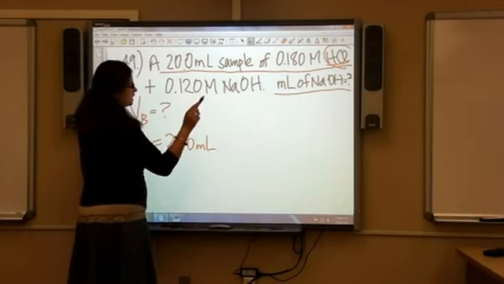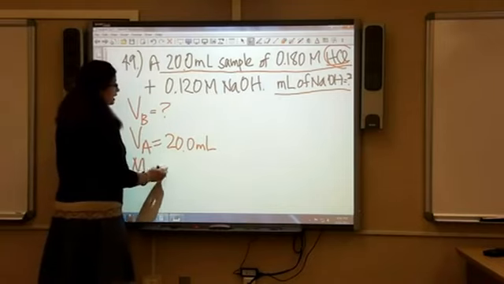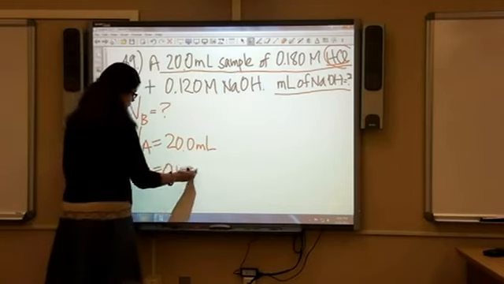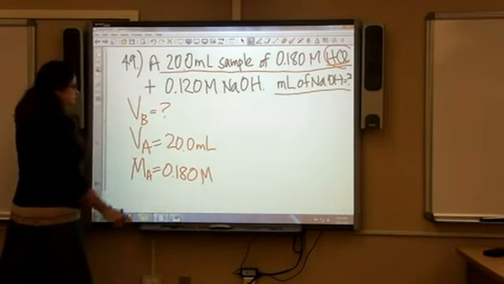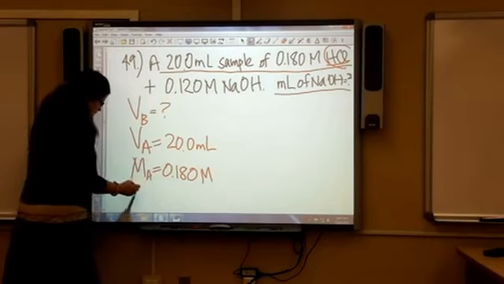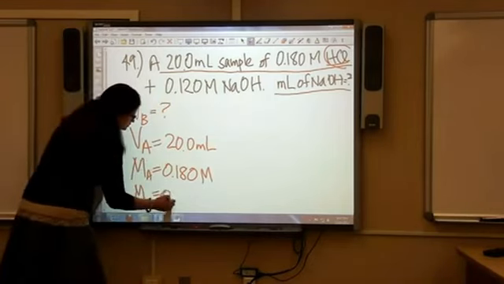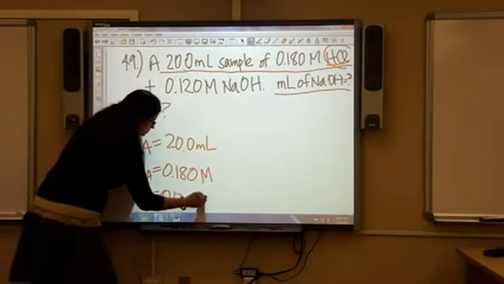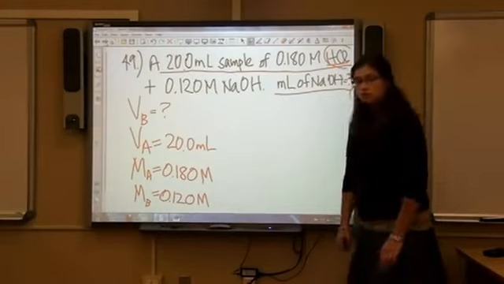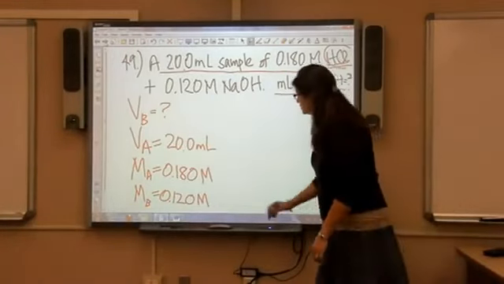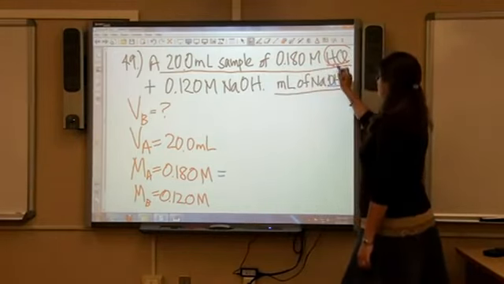Okay, and then we have a molarity, again of the acid. And then that last value here that we have is a molarity of our base. Now, before you go any further, you have to convert molar to normal. And in both of these cases, we have equivalents of 1 and 1.